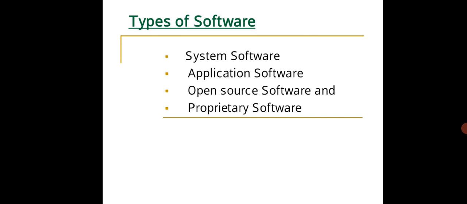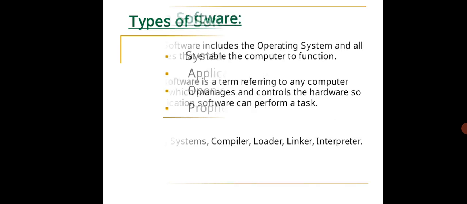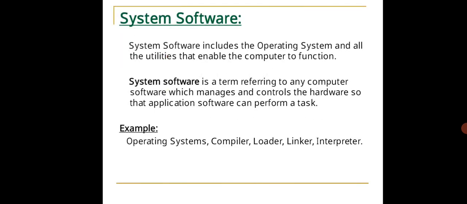The software are classified into four types. Type number one is system software. Another one is application software. Third one is open source software, and the fourth one is proprietary software. Then we look into each of them, and we start with system software.